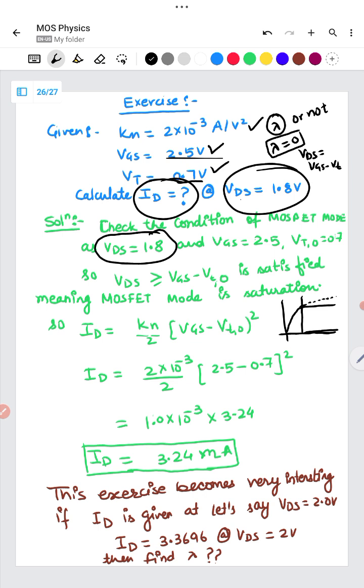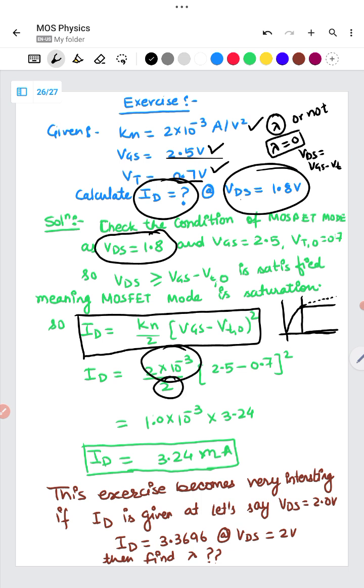Okay, so definitely here what equation will we use? We will use ID equal to Kn by 2 times (VGS minus VT) whole square. Kn is already given as 2 × 10^-3, divided by 2, times (2.5 minus 0.7) whole square, meaning the overdrive voltage squared. So this is 1 × 10^-3 × 3.24. So the ID would be 3.24 milliampere.